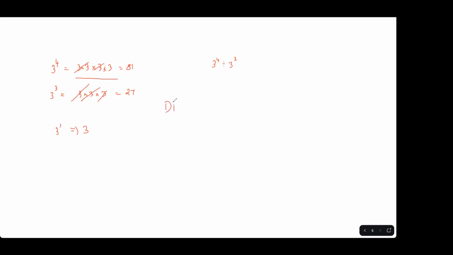So what is division rule or quotient rule? You're subtracting the powers. Okay? Division or quotient. Remember, base should be same. Otherwise, you cannot use this rule. So a raised to b divided by a raised to c is equal to a raised to b minus c.